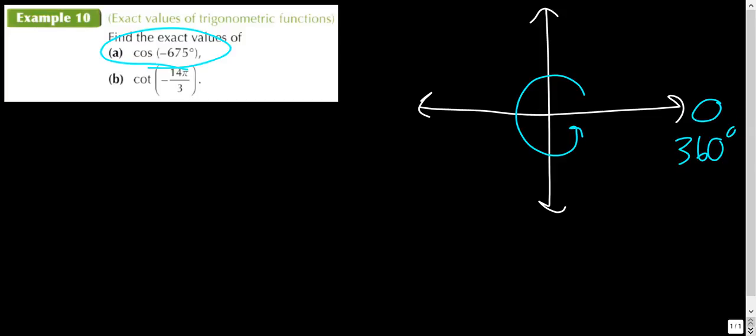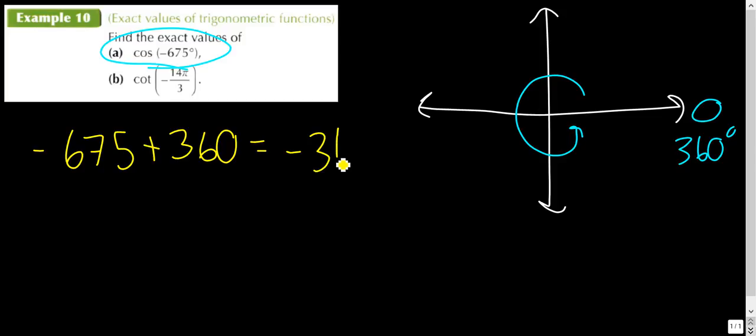So to find one between 0 and 360 degrees, we need to start adding 360s. So if we start with negative 675 and we add 360, that is going to give us what? That means that we need to add 300, so that gives us negative 375, and adding 60 means negative 315 degrees.